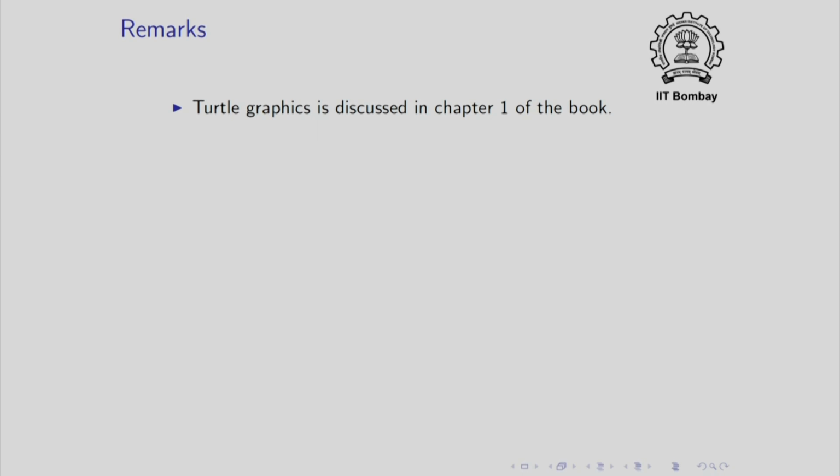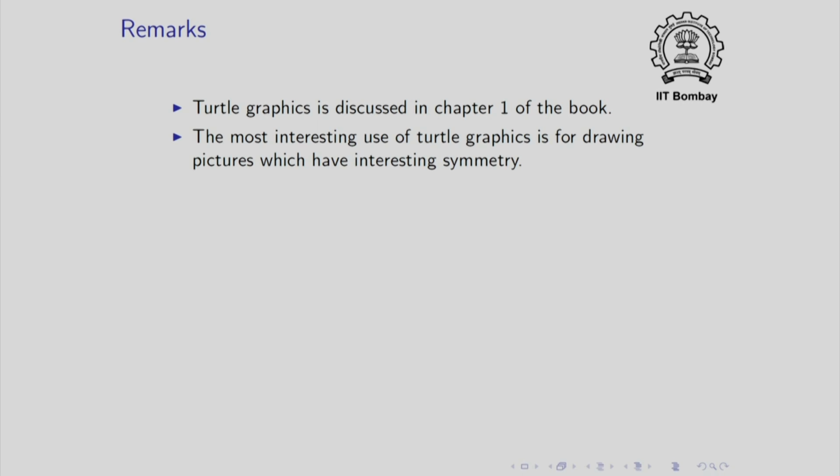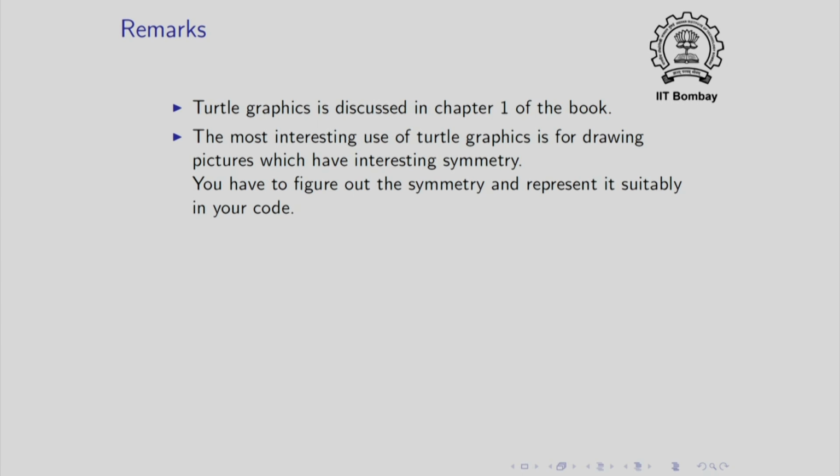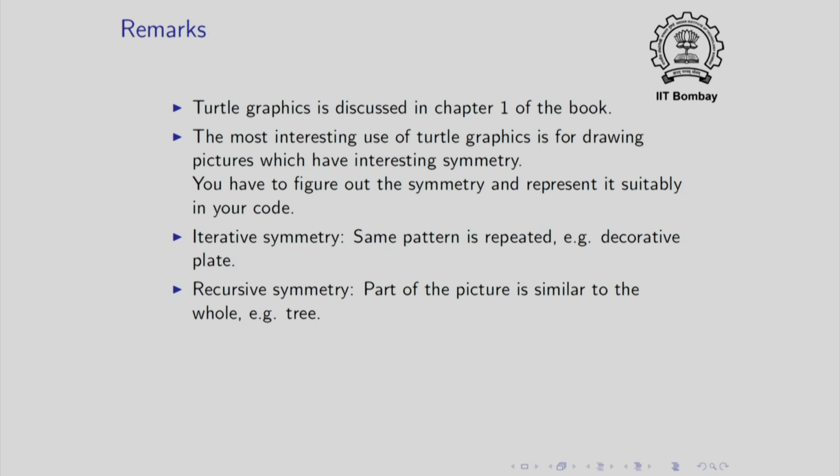Let me just let you know that turtle graphics is discussed in the first chapter of the book. The most interesting use of turtle graphics is for drawing pictures which have interesting symmetry. You have to figure out the symmetry and represent it suitably in your code. We have seen two kinds of symmetry. One is iterative symmetry, in which the same pattern is repeated. This, for example, happened in drawing the decorative design for the plate. We have also seen recursive symmetry. In this case, the part of the picture is similar to the whole, as was the case for the tree.